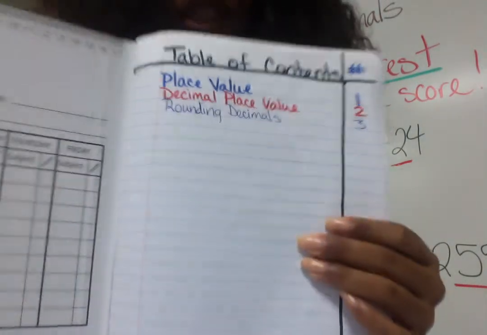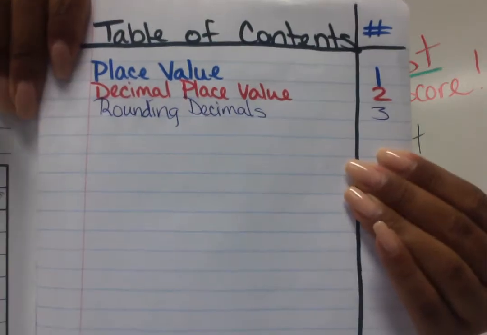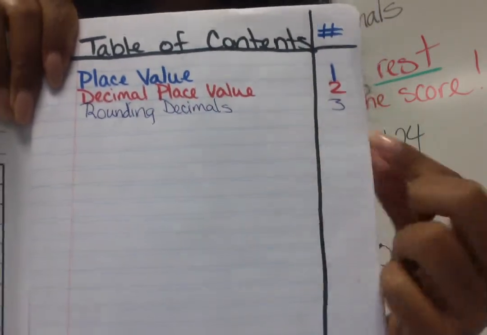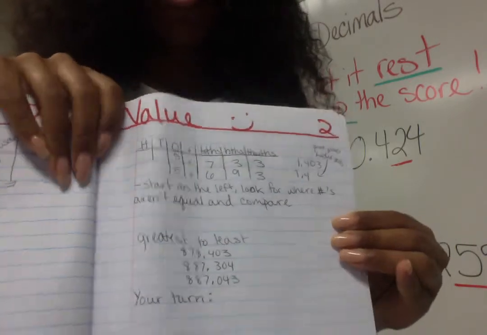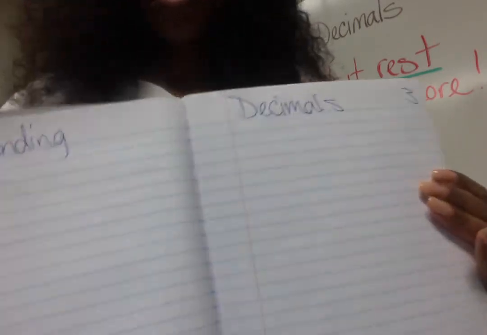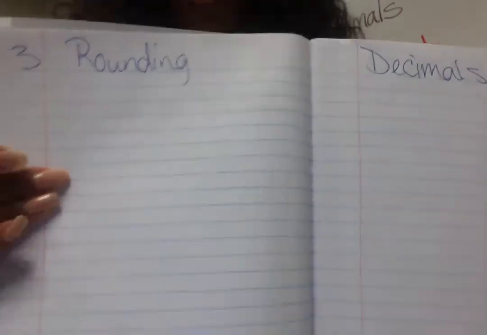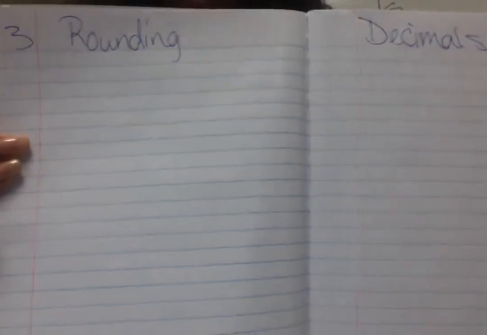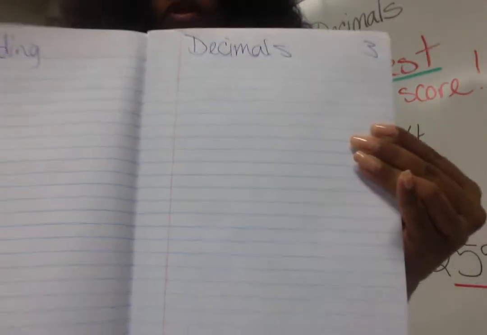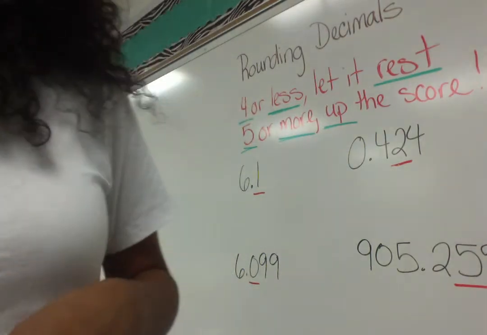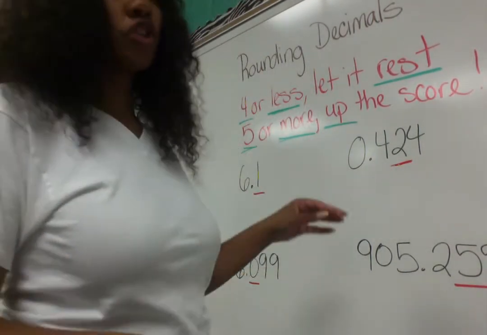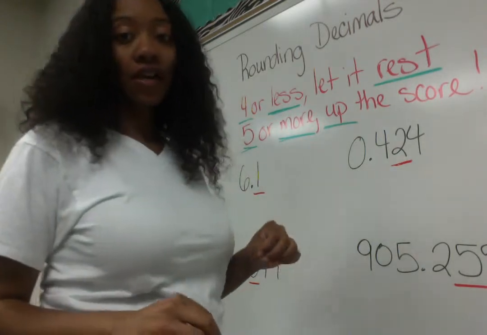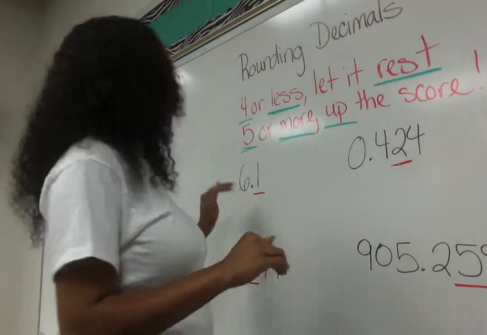Okay, in your journals, this is topic number 3, rounding decimals. After your 2, go to your next clean pages in your notebook: rounding decimals, number 3. The first thing I want you to write at the very top of your journal is this little saying that I think goes perfect with what we're doing.